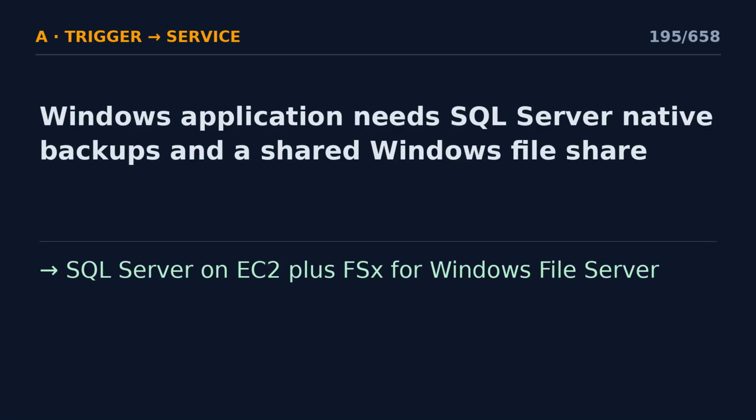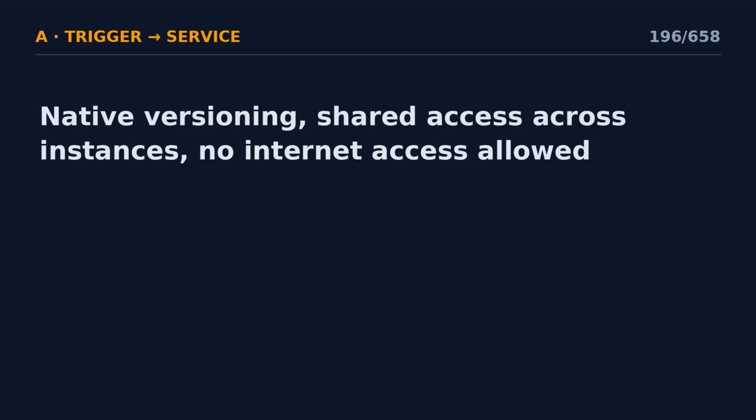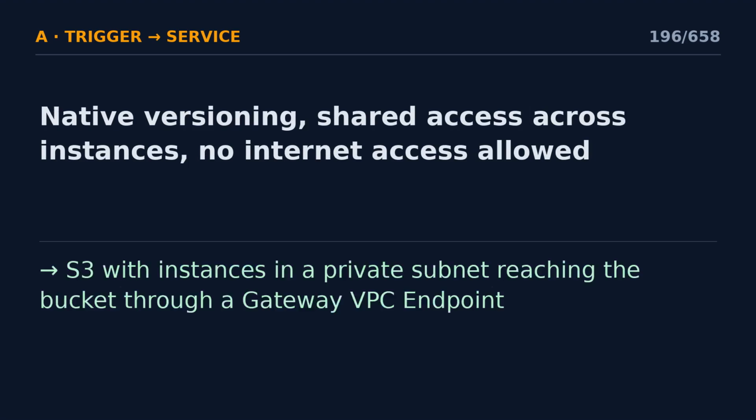Answer: SQL Server on EC2 plus FSx for Windows File Server. Native versioning, shared access across instances, no internet access allowed. Answer: S3 with instances in a private subnet reaching the bucket through a gateway VPC endpoint.